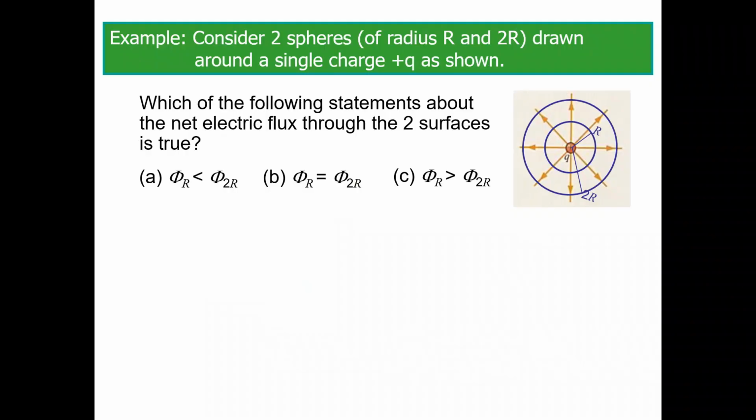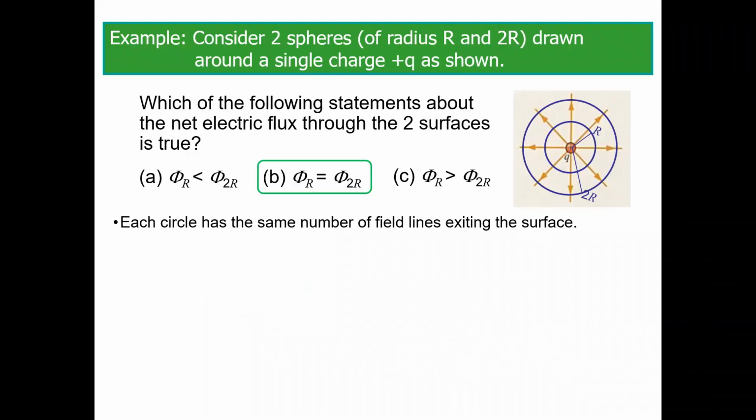All right, so there's a lot of things to think about with our flux. Our flux is based on our enclosed charge. And since our enclosed charge is actually the same for both, we're enclosing a charge of positive Q, we actually get the exact same value. Now, why does this work?